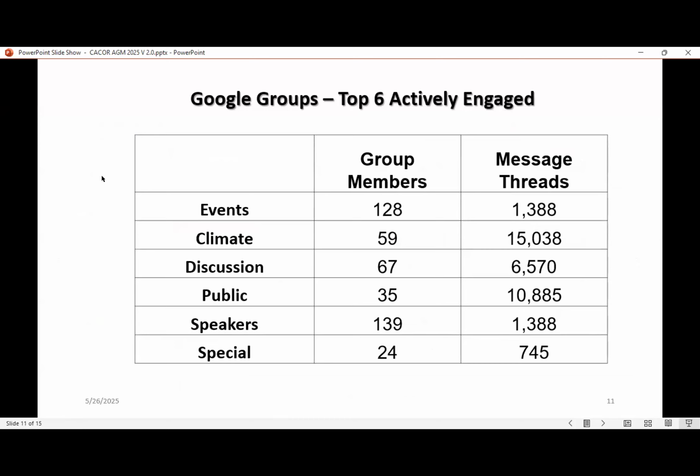Here is a list of what they are, with the events being that where every member should have their name on that list. And right now we have 128, which is more than what our membership is.